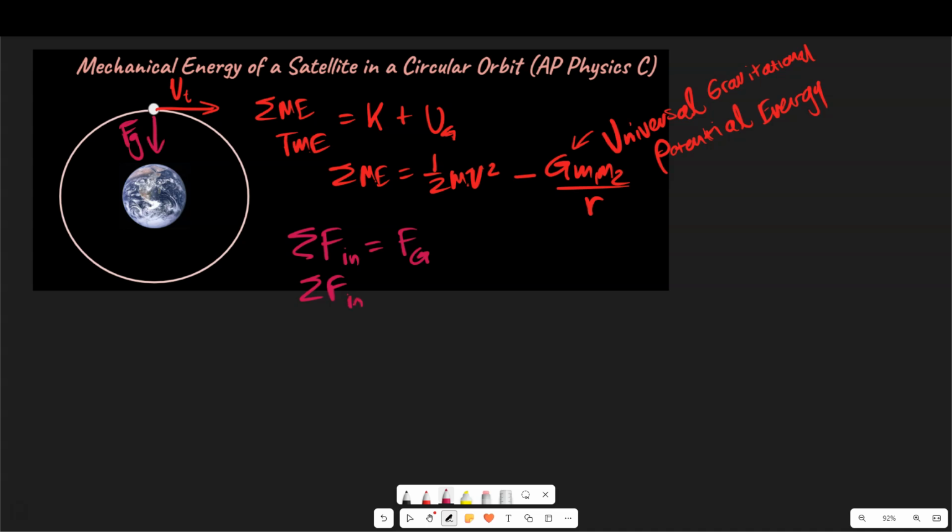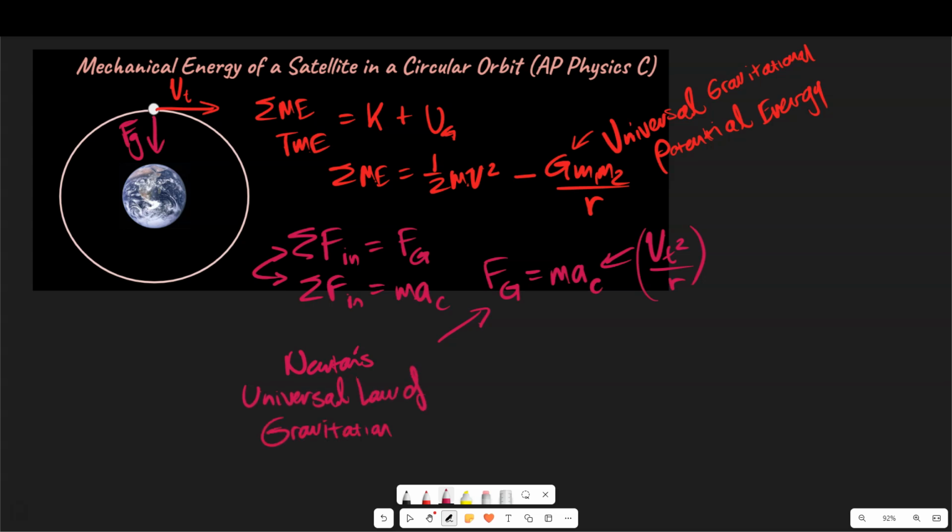And we know the sum of the forces in is equal to mass times acceleration. That's Newton's second law. And this strategy I call the sum of the forces strategy. So we can say the force due to gravity, in this case, is causing that circular motion. Now, because it's circular motion, we need to do something specific with this. This is centripetal acceleration. That's a special type of acceleration, so we're going to call this vt squared over r. That is on your equation sheet, and we do know Newton's universal law of gravitation is going to go on the left.